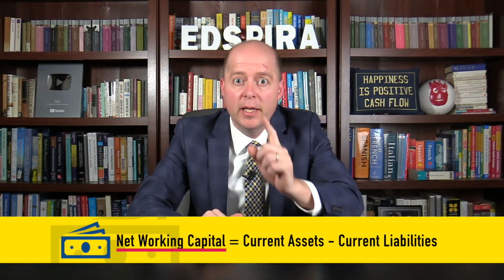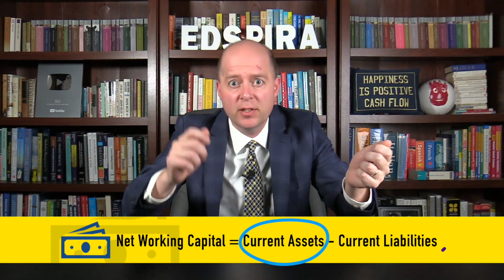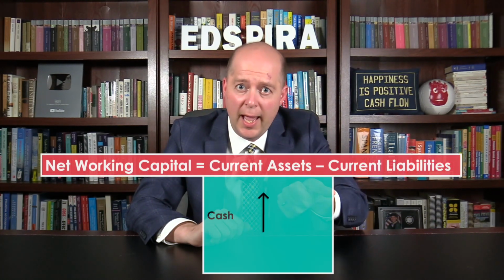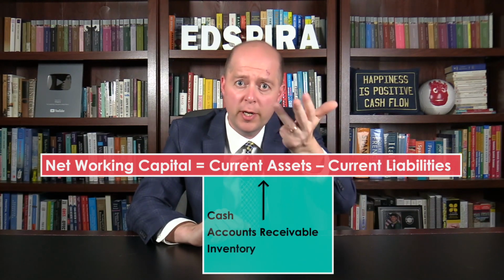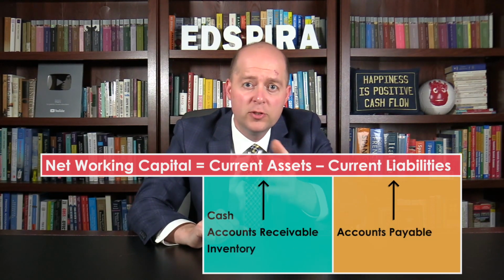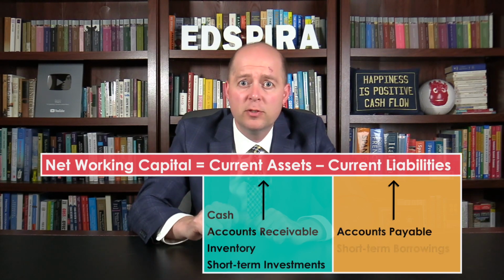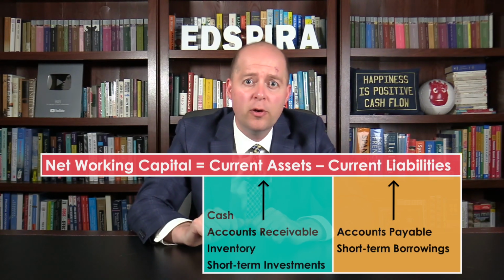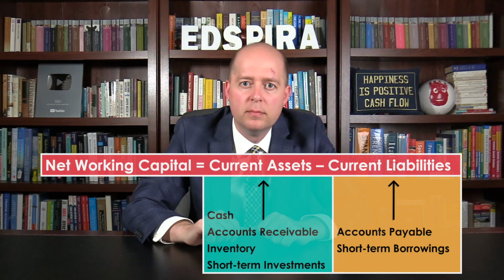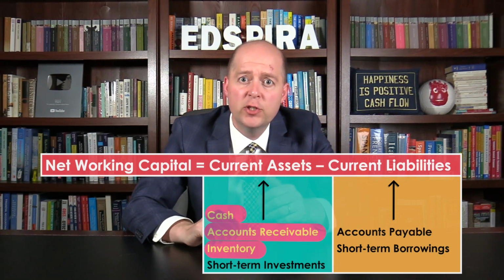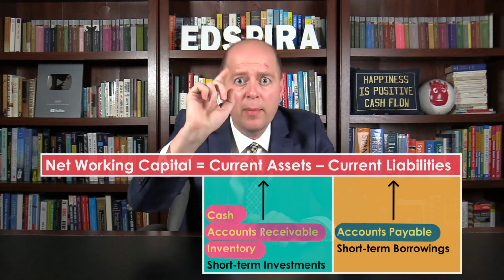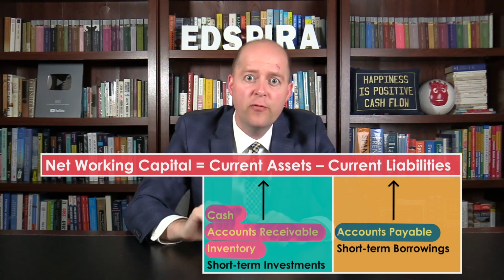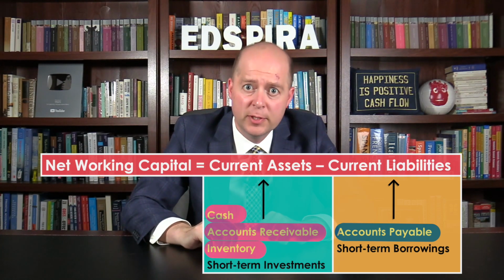Working capital, also known as net working capital, is the difference between a company's current assets and current liabilities. The main components of working capital are usually cash, accounts receivable, inventory, and accounts payable. Working capital is also affected by short-term investments, short-term borrowings, and other current assets and current liabilities. But cash, accounts receivable, inventory, and accounts payable are usually the most prominent accounts and thus the primary focus when it comes to working capital optimization.